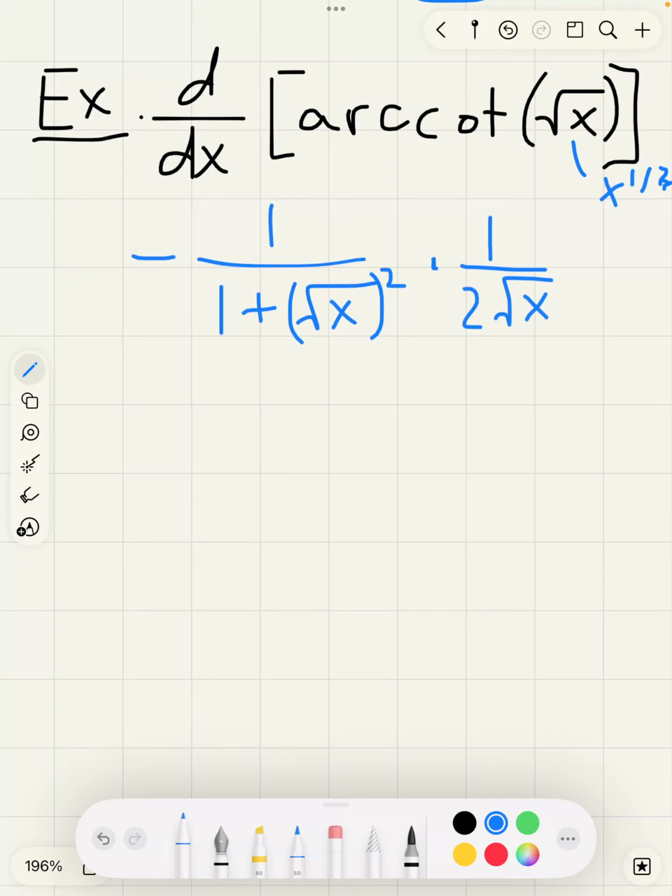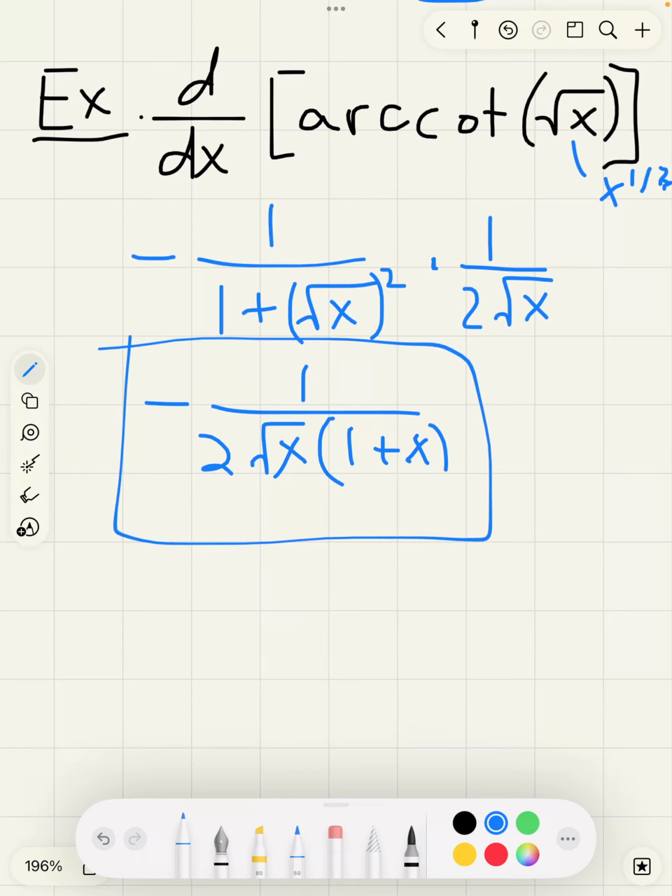But my final answer then, just doing a little simplifying, is negative 1 over 2 square root x times 1 plus the square root of x squared, which is just x. And there we go. If I wanted to know, say, the slope of the graph of arc cotangent of square root x at a point, all I would have to do from that point is plug x into that derivative I just found. Right, so that's inverse trig derivatives.